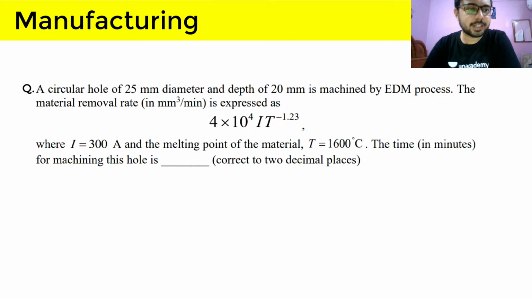In this question, it is given, let me just read it again, that a circular hole of 25 mm diameter and depth of 20 mm is machined by EDM process. The material removal rate is expressed by an equation that is given. Here the current is given as 300 amperes and the melting point is given as 1600 degrees Celsius. The time for machining this hole is asked, and we have to write it correct up to 2 decimal places.